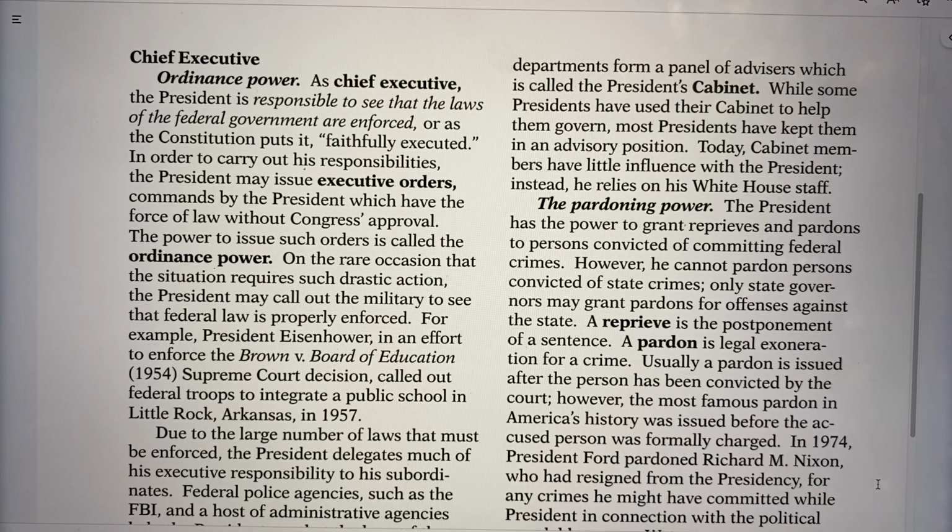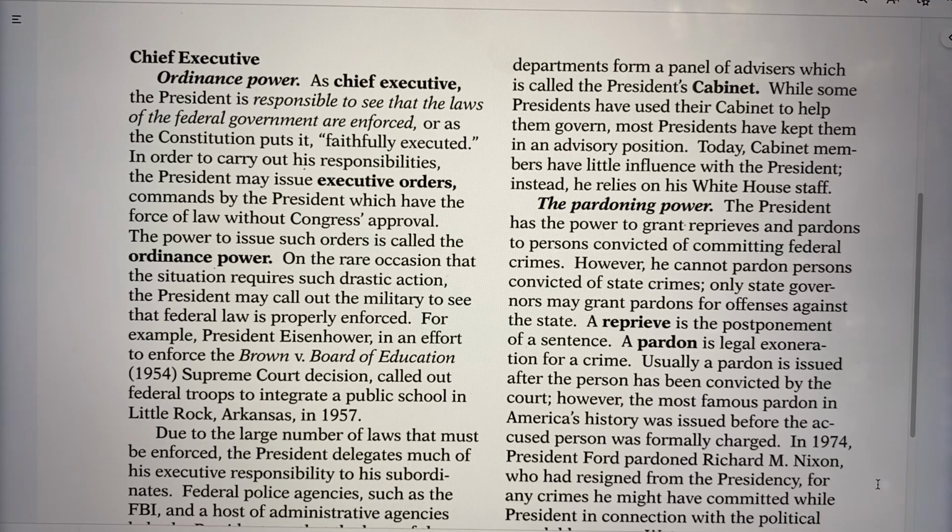But it's kind of rare, but it's happened. This happened in a few cases. One of the case examples here is with President Eisenhower. Brown versus the Board of Education, I don't know if you know about that, in 1954, basically said that the schools will not be segregated.